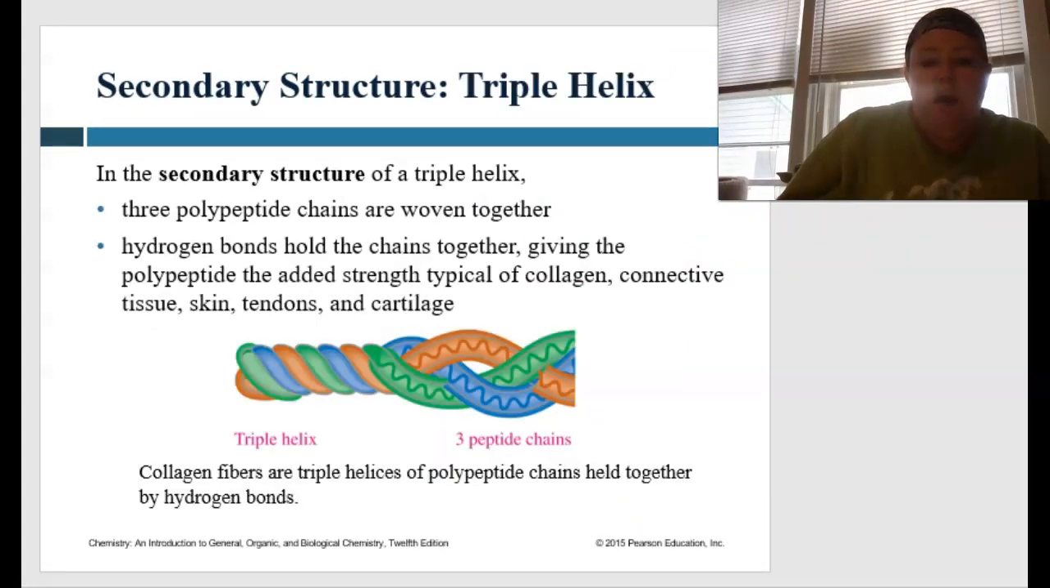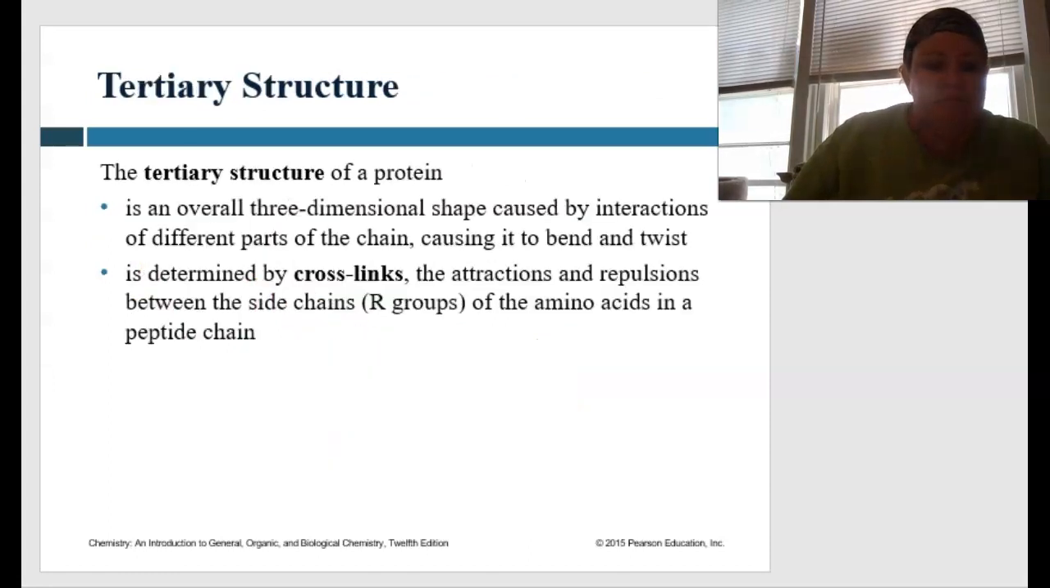So you can also have a triple helix, and this is where 3 polypeptide chains are woven together. The hydrogen bonds hold the chains together, giving the polypeptide the added strength typical of collagen, which is connective tissue, skin, tendons, and cartilage. So things that are a little more tough. Okay, so we have this triple helix as well.